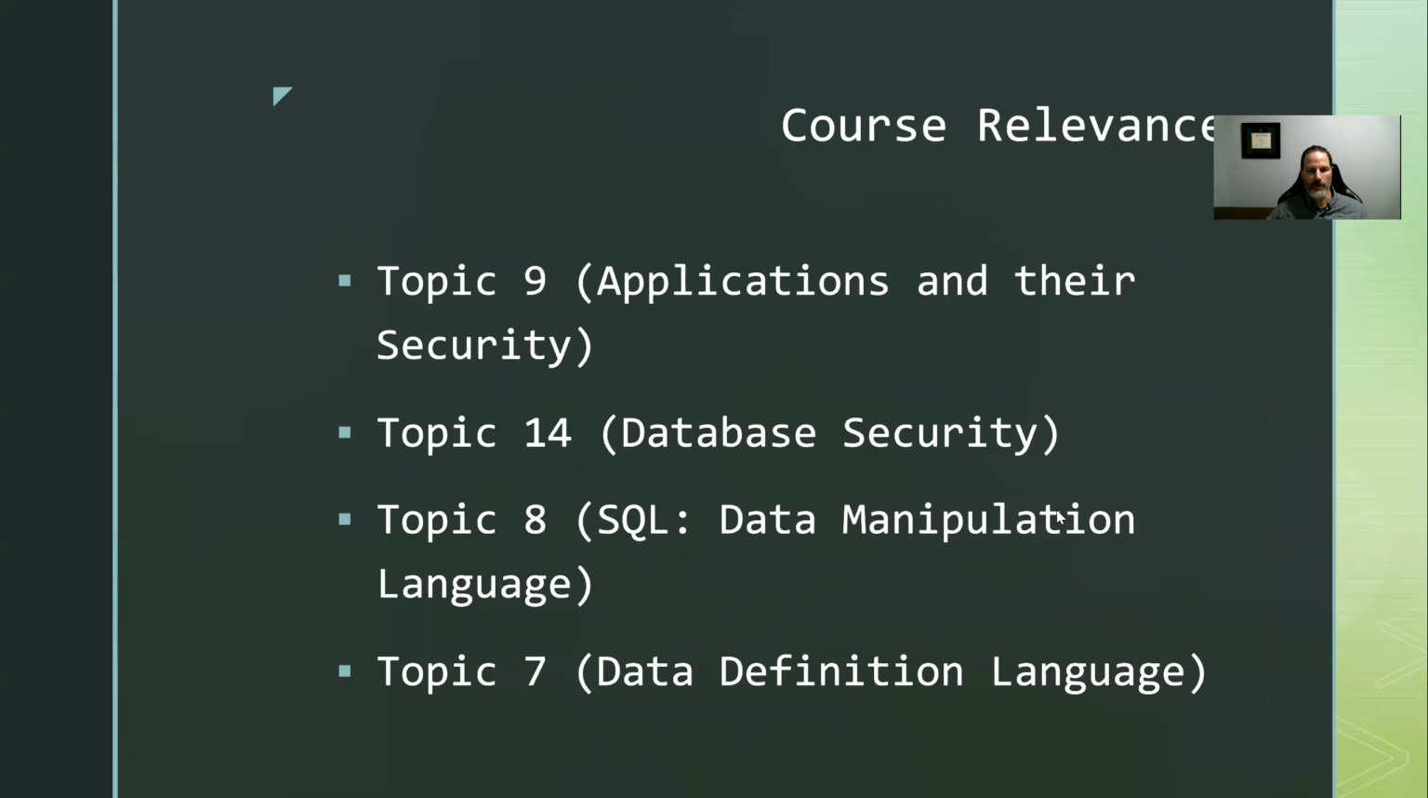So relevance to this course, this covers topic 9, applications and their security, where we talked about secure applications, how to sanitize inputs, user inputs, and things of that nature to verify that we're building secure applications and they're not being exploited. Topic 14, database security. So this covered many topics, and one of the things I get into here is the actual passwords being hashed and encrypted, and some other encryption capabilities within the PostgreSQL database. Topic 8, SQL data manipulation language.